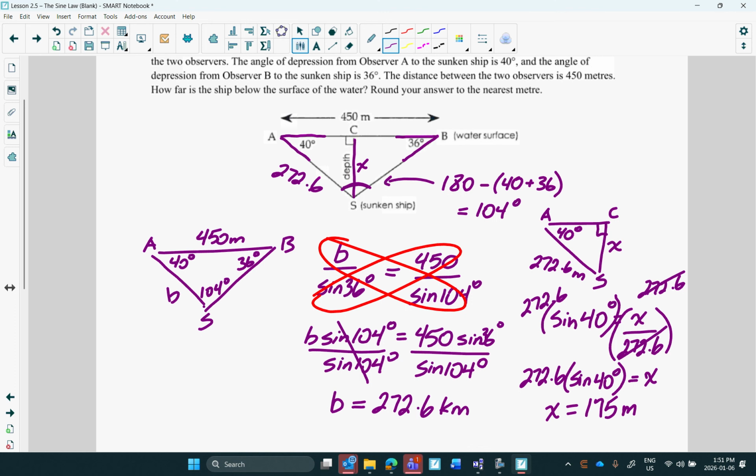Okay? Yeah. I mean, technically, I should be approximating. You're right. But you wouldn't lose a communication mark for that. You'd be okay. Yeah, if you put either one, you'll be okay.